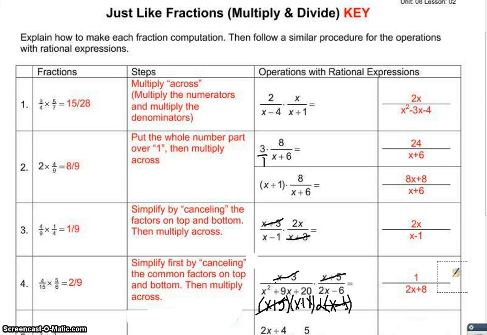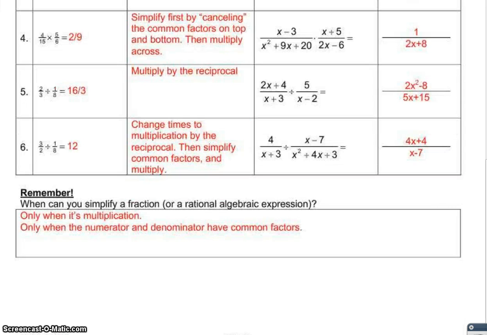Okay, so let's look at the next few rules. Looking at rule number 5, it says I have 2/3 divided by 1/8, and I get 16/3. Remember, whenever I am dividing, I change my second fraction to the reciprocal and change it to multiplication. So I have 2/3 times the reciprocal of 1 over 8, which is 8 over 1, and that's where I get 16 over 3 from.